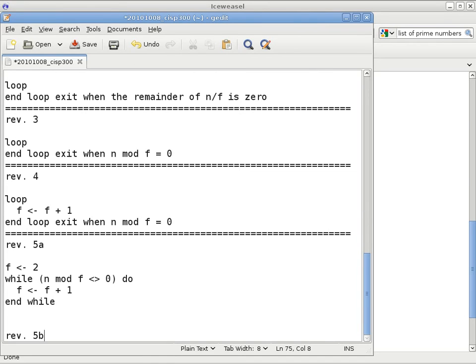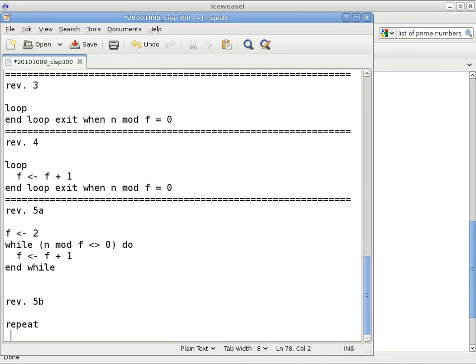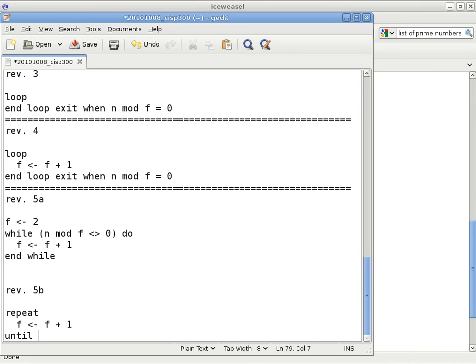Revision 5b, which is an alternative. In this case, we use a repeat until loop, a post-checking loop. So with a post-checking loop, we still have to increment f, and then we use the exit condition as n mod f does equal 0. But in this case, what do we use to initialize f? In other words, we still want to use 2 as the first potential factor by the time we get to the mod here. But because this is a post-checking loop, it always adds 1 first. So that means that f has to be initialized to 1 and not 2.